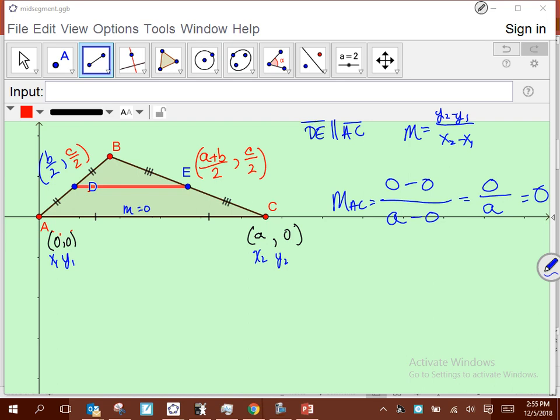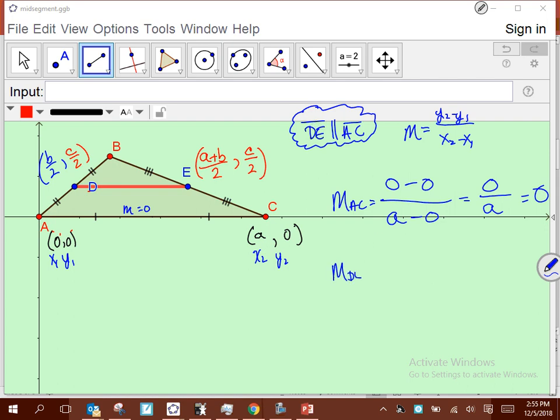That's what I'm trying to prove. It's the first condition in that theorem that says if you have a mid-segment, then it is parallel to the third side and half the third side. So I'm trying to figure out whether we can prove that parallel idea. Okay. So I've got the slope of AC. Let's find the slope of DE.